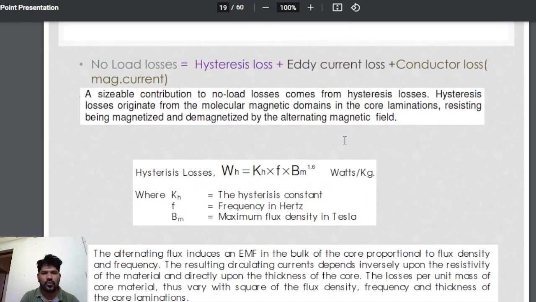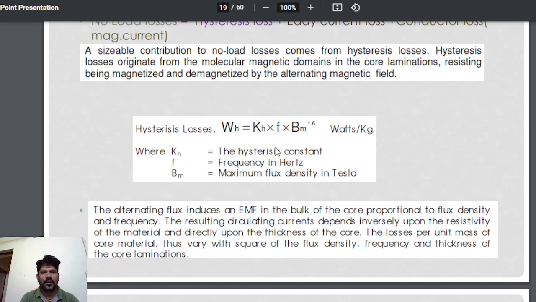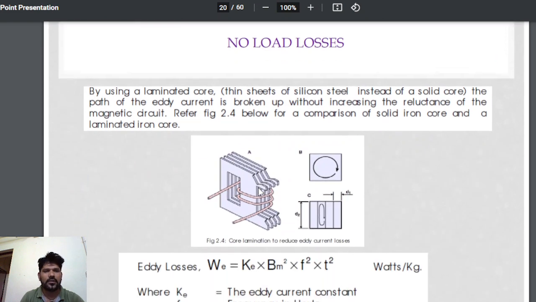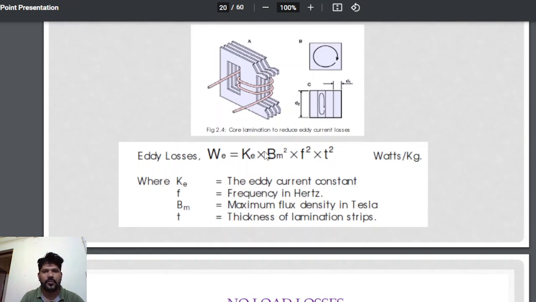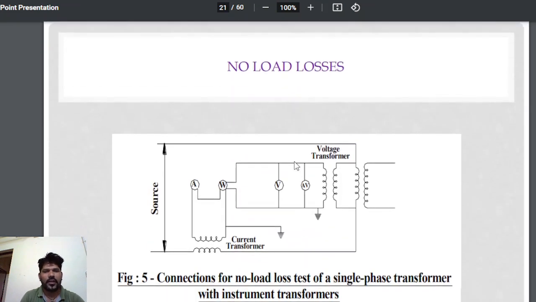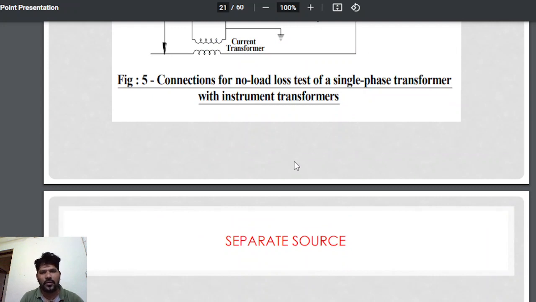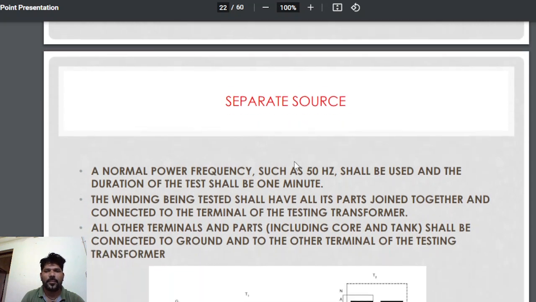So friends, you go through here. Okay, how the hysteresis losses and eddy current losses come. Okay, here is the formula for the eddy current losses. Okay, and the magnetizing current balance you have already known by doing the magnetizing test. Okay, next, a separate source.